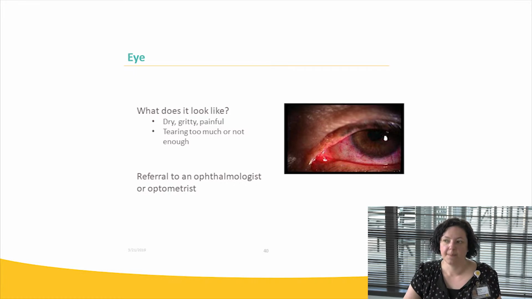The eyes as a system do not respond well to systemic immunosuppression or prednisone therapy, so we refer to an ophthalmologist or optometrist for their dry eye treatments such as drops, gels, special moisture lenses, many adjunct treatments that can be helpful for our patients.